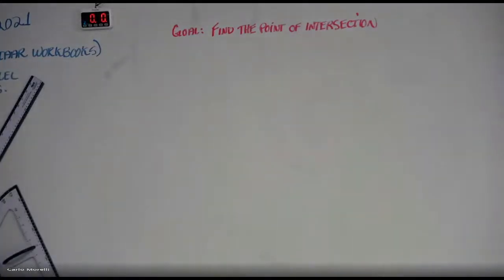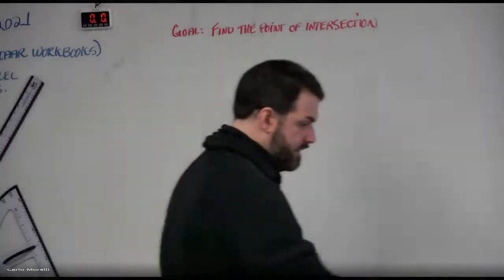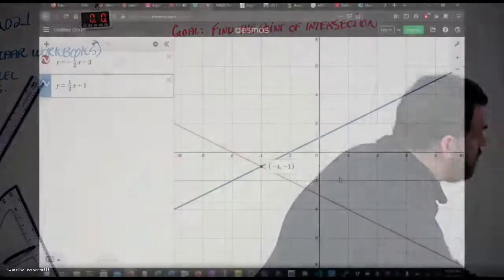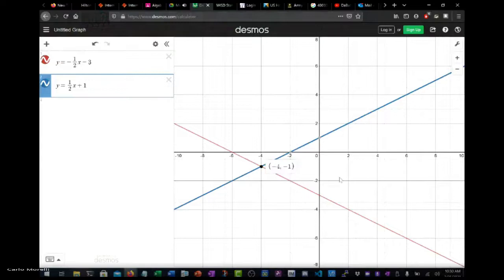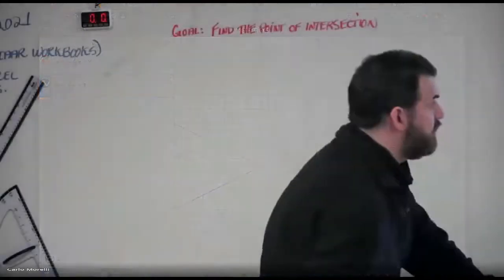Now, sometimes there is no intersection. And sometimes there are an infinite number of intersections, and we'll talk about those extreme cases. But normal, everyday system of equation problems look like that, where they cross at one point and one point only.